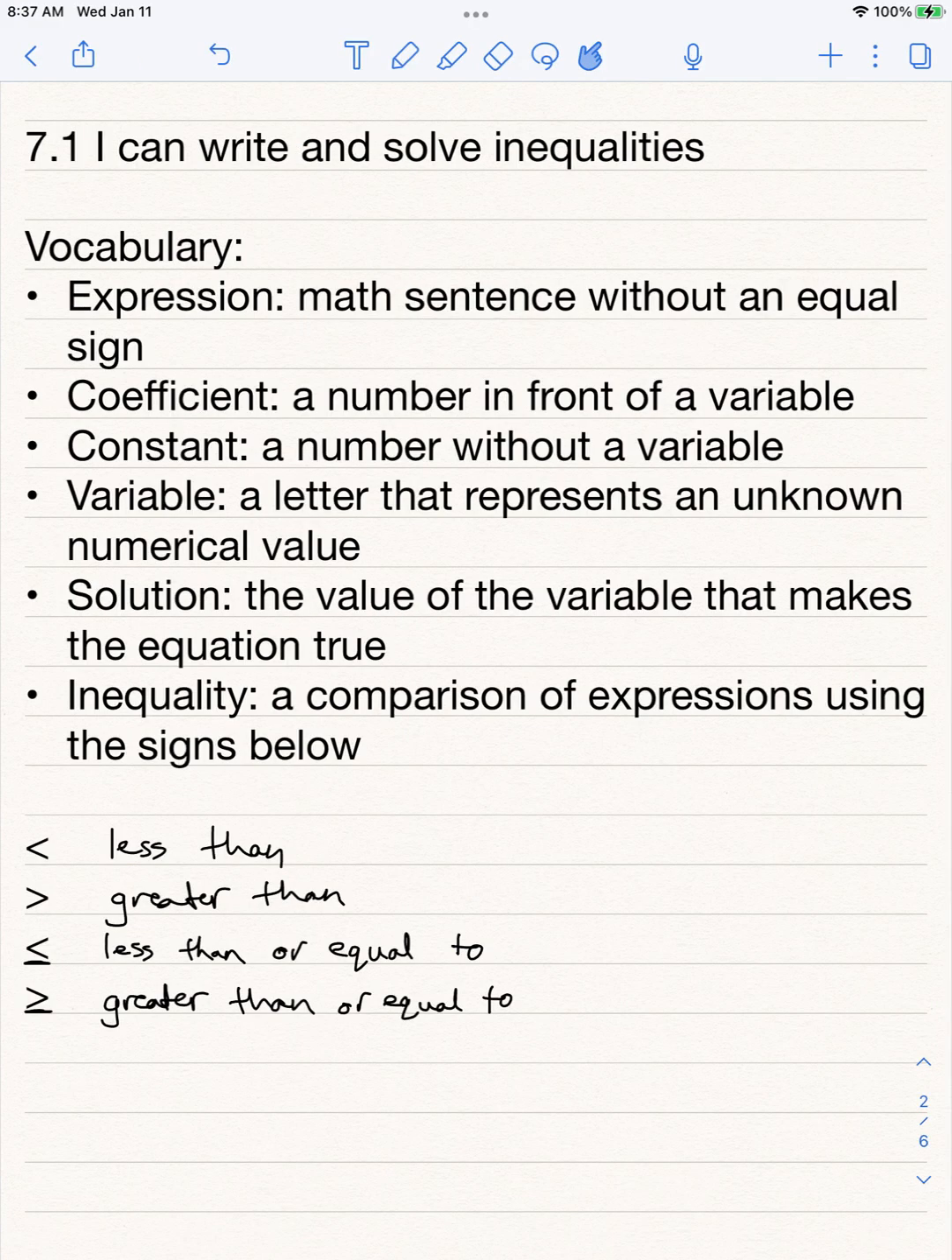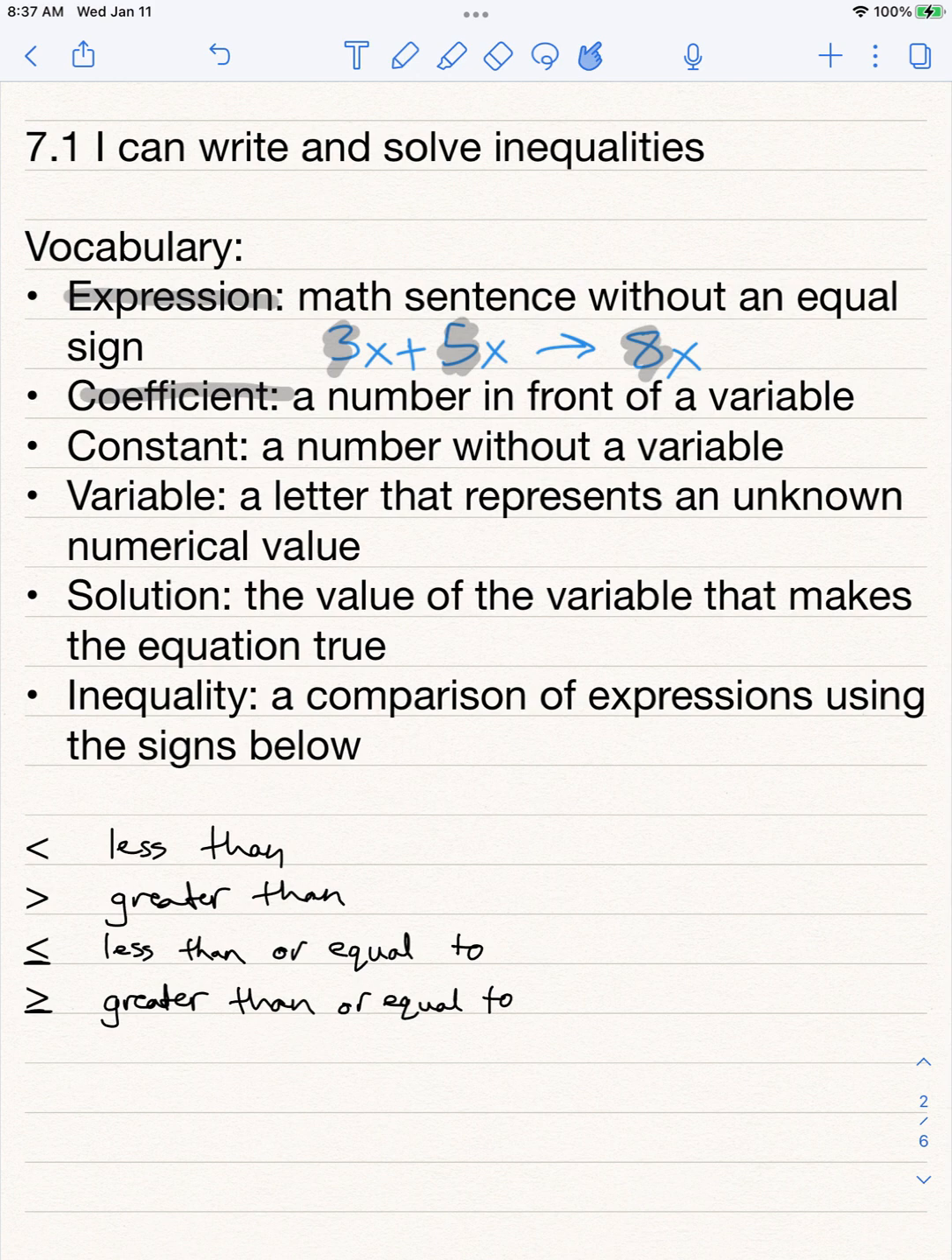All right, with inequalities comes some important vocabulary. So far, we have already learned what an expression is. That is a math sentence without an equal sign. In chapter 6, we learned about like terms. We learned how 3x plus 5x, which is an expression because there's no equal sign, we can combine to get 8x. A coefficient is a number in front of the variable. So in what I wrote under expression, 3 is a coefficient, 5 is a coefficient, and 8 is a coefficient.